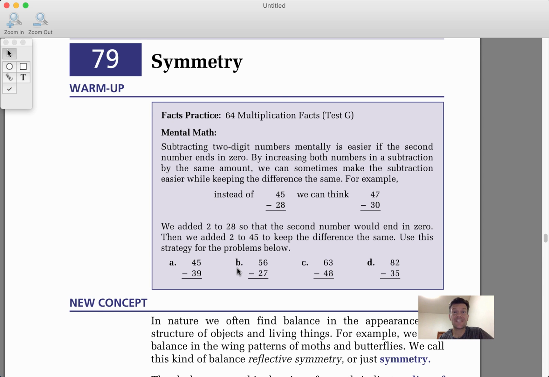Let's look at lesson 79. We're going to be talking about symmetry. And as we do, realize that we just finished up talking about triangles.